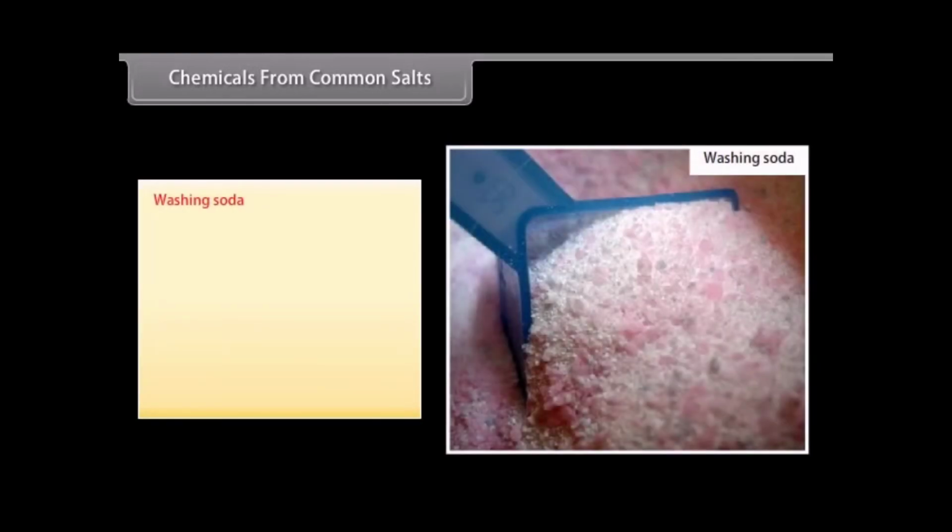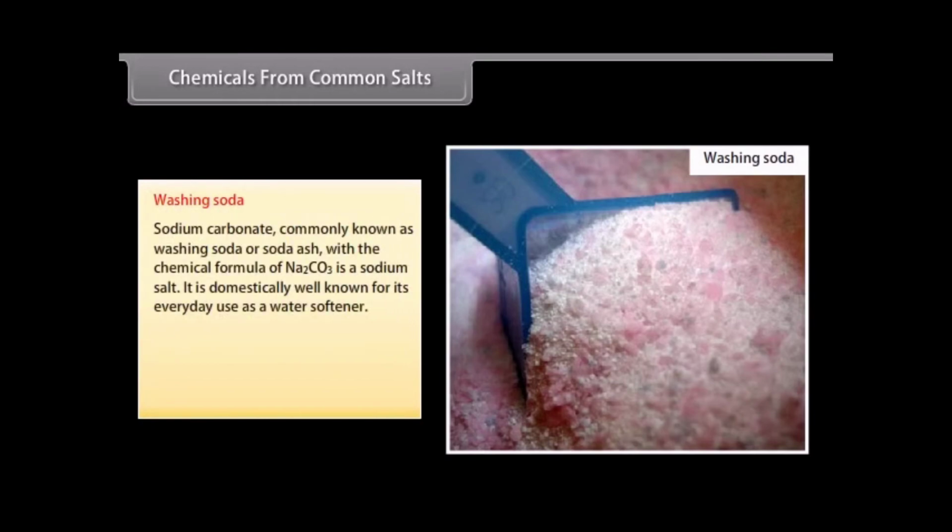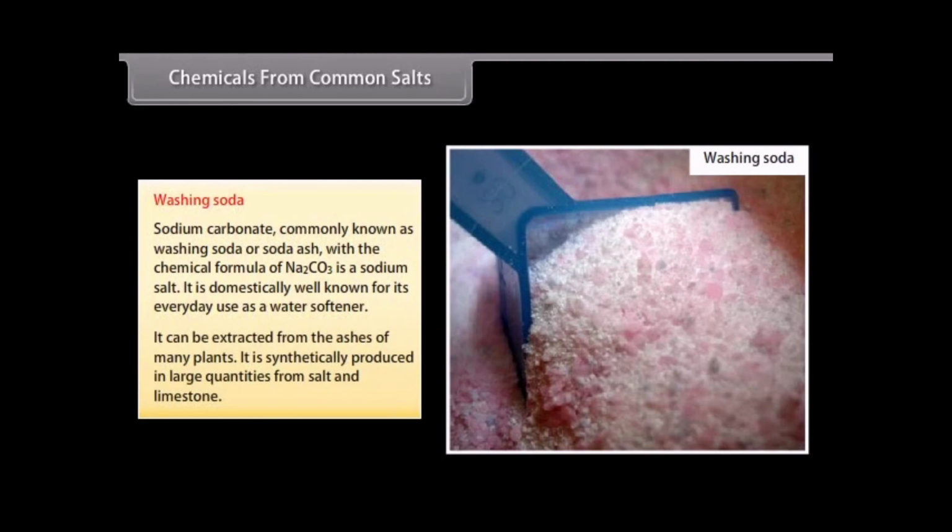Washing soda. Sodium carbonate, commonly known as washing soda or soda ash, with the chemical formula of Na2CO3, is a sodium salt. It is domestically well known for its everyday use as a water softener. It can be extracted from the ashes of many plants. It is synthetically produced in large quantities from salt and limestone.